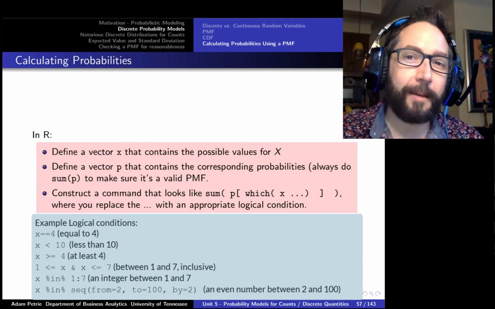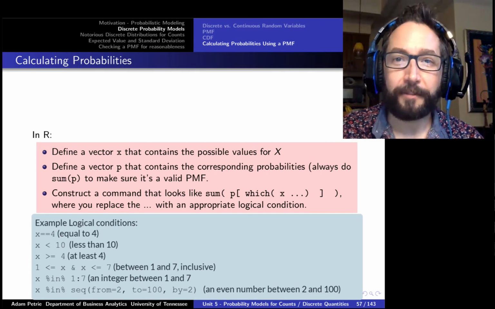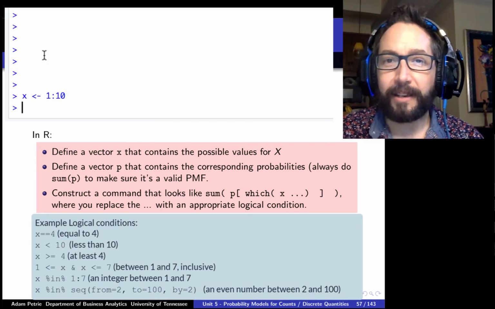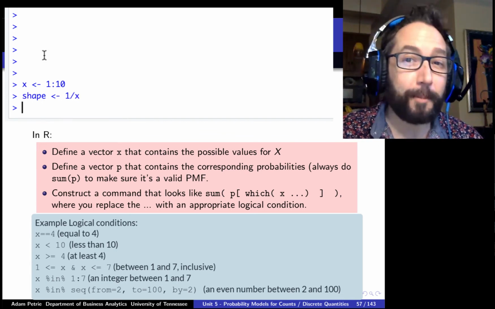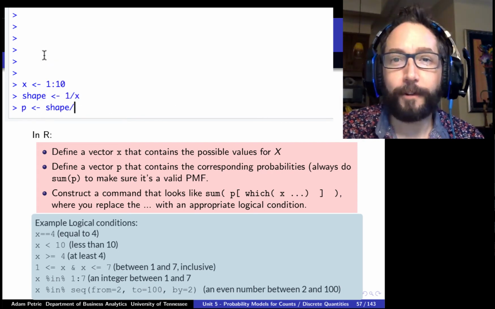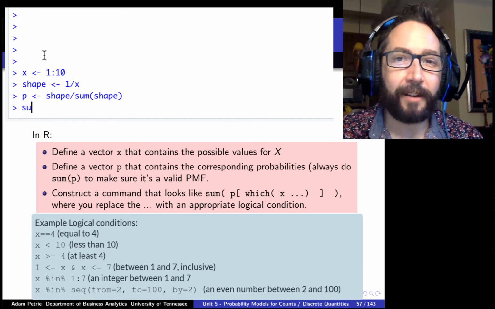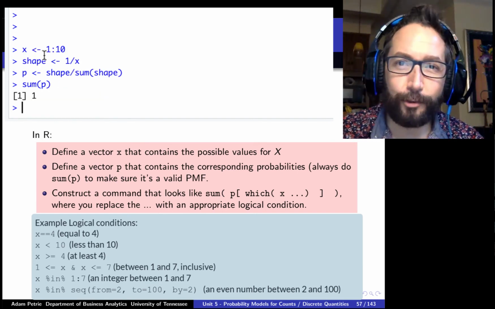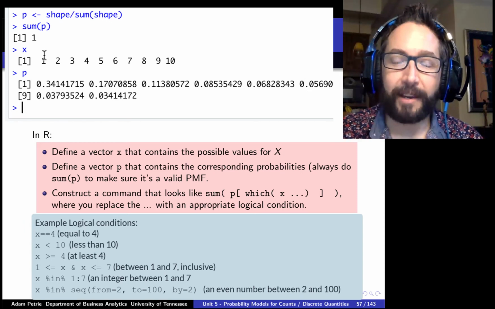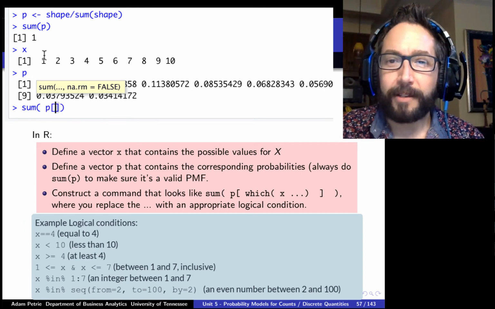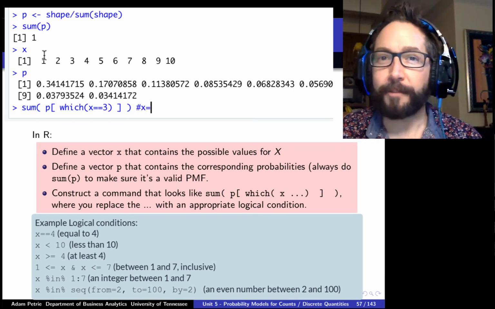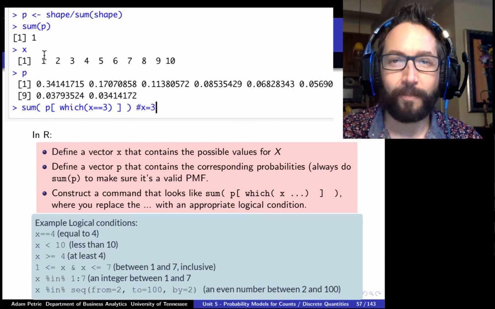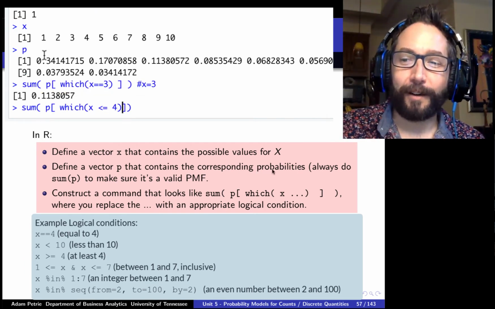So if you want to use a PMF to answer questions about probabilities, first define your vector x to be the vector of possible outcomes you might observe. And then define your vector p that gives you the probabilities of each of those outcomes. So the first element of p should be the probability of observing the first element of x. The 10th element of p should be the probability of observing that 10th element of x. And then what we're going to do is construct an expression that looks like the following. Sum, then in parentheses, p bracket, and then some sort of which function that references the x vector and a logical condition. Let's break this down so we can be clear about how this is going to work.